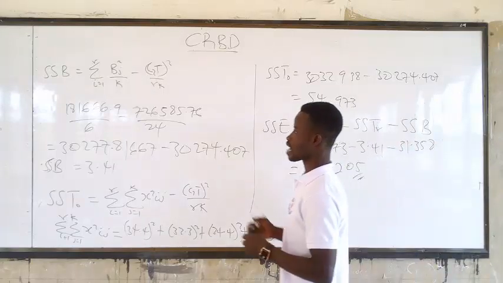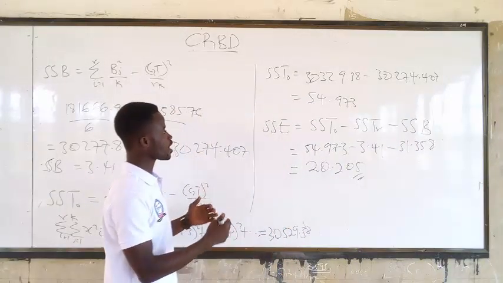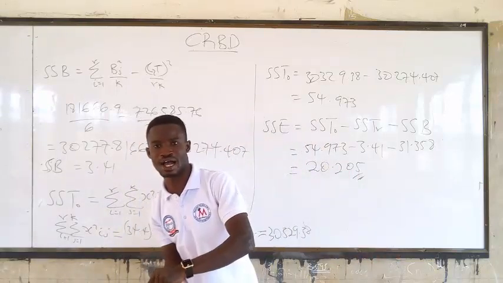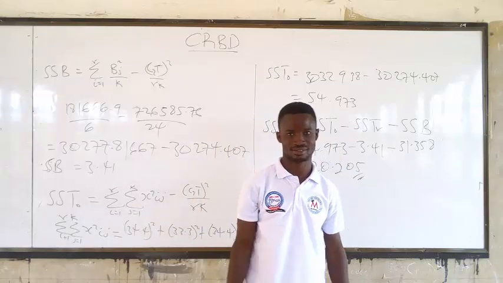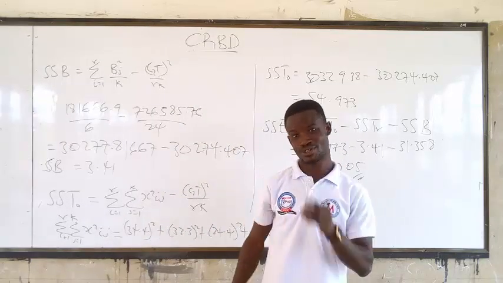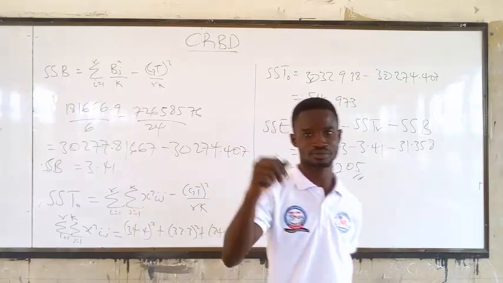Alright, so now we are going to the mean square. So we are going to take the mean square of the treatment, the mean square of the block, and the mean square of the error. So you know that we are going to get 3 here.